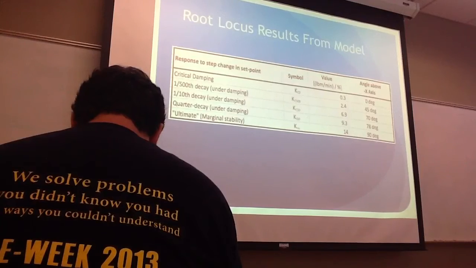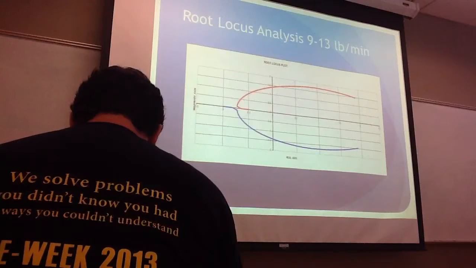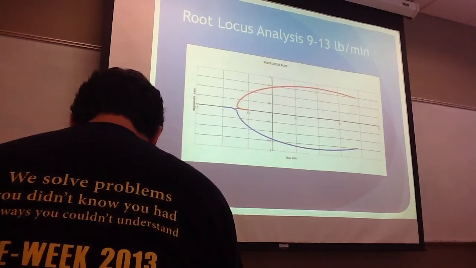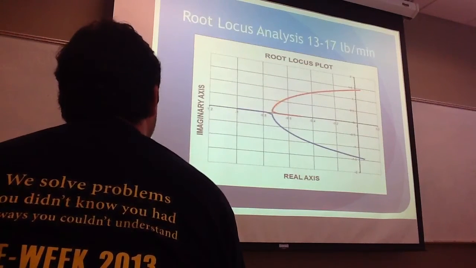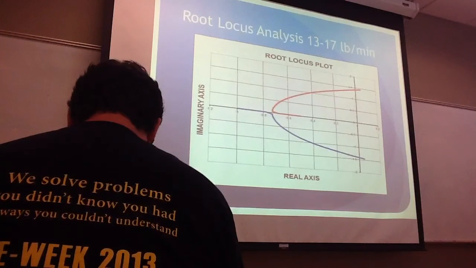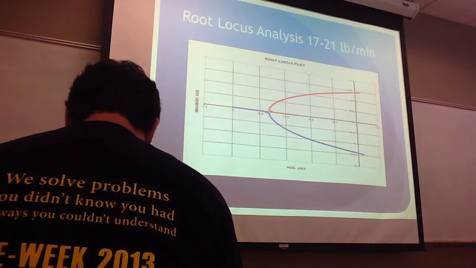As it goes down, the units are higher to 90. For our first region, 9 through 13, we have just a lot of unneeded data past the imaginary axis on the right. And from 13 to 17, our data stops once it passes the imaginary axis. And it's also similar for 17 through 21 pounds per minute.